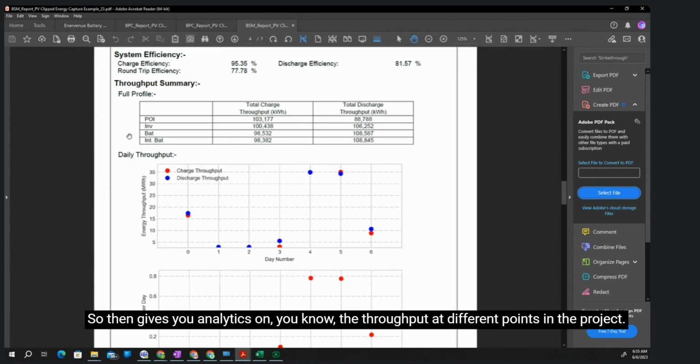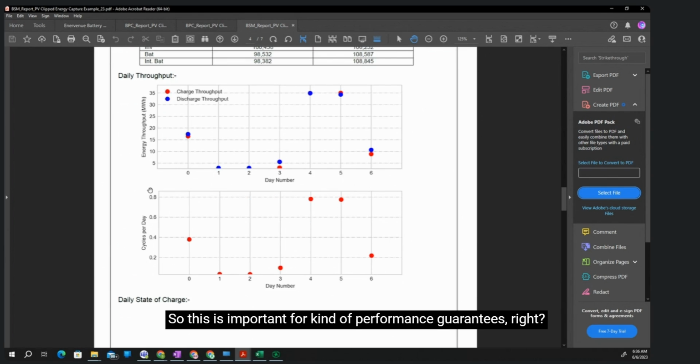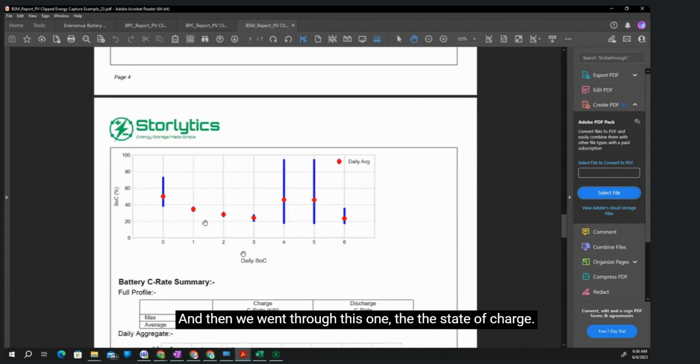Then it gives you analytics on the throughput at different points in the project. This is important for performance guarantees, right? So how many cycles you exerted each day, in cycles and in discharge throughput. As you can see here, days 1 and 2, there was basically zero. The battery really didn't do anything because it was overcast. Then we went through this one, the state of charge.